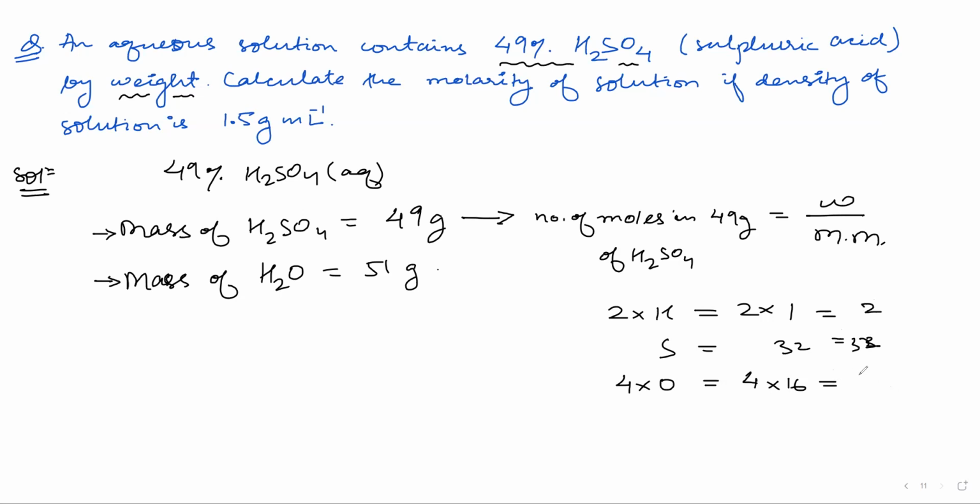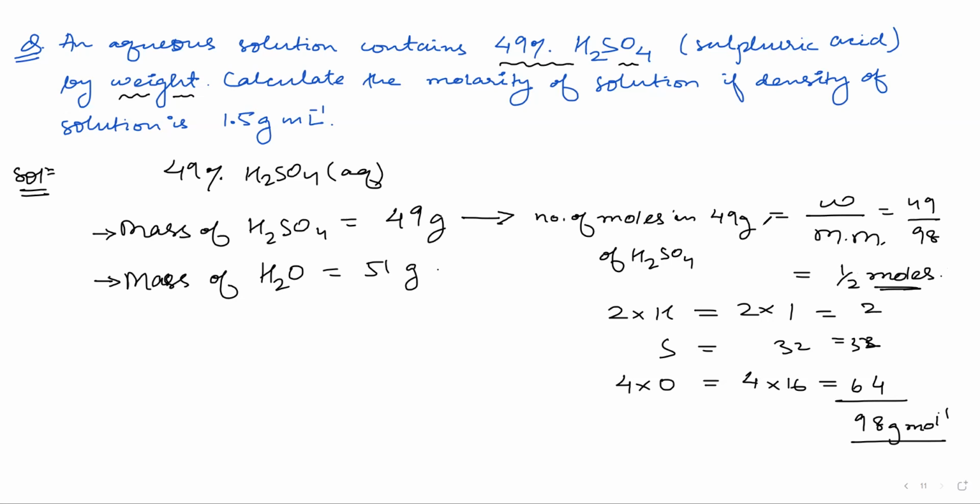This is 16, fours are how much? 64. So if you add these terms, this will be 98 grams per mole. So given mass is 49, the molar mass is 98, so number of moles will be equal to 1 by 2 moles. Correct? Any problem?